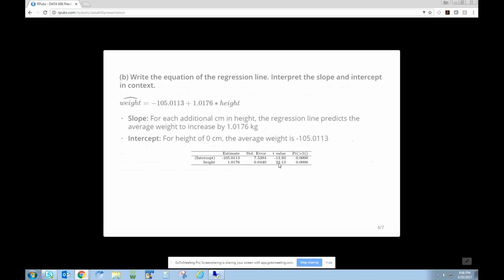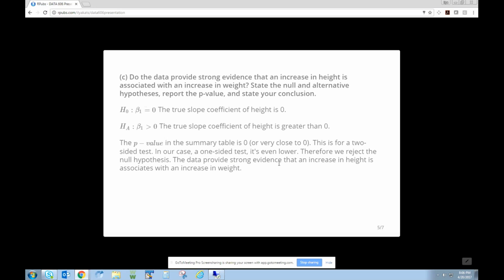When we look at the summary table, we can see that the p-value actually lists as 0, so it's probably very close to 0, and that's for a two-sided test. So for a one-sided test, that's going to be even closer to 0. So we definitely reject the null hypothesis, and there's probably strong evidence that an increase in height leads to an increase in weight.